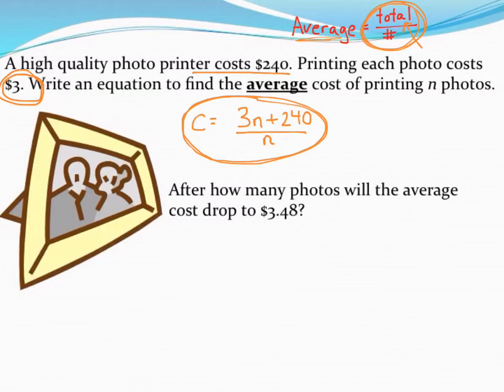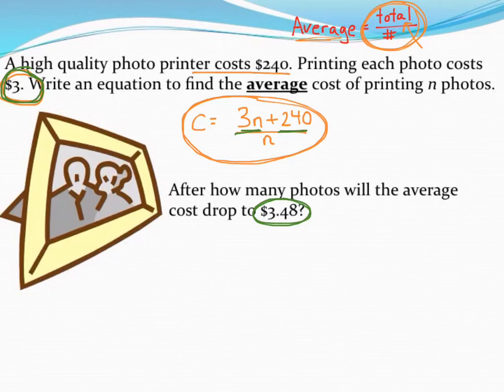Okay? So using this equation, we can then answer a couple of questions about it. I'm interested in knowing when will my average cost drop to just $3.48 per picture. And at first, usually people get a little confused because they think, well, it only costs us $3 to print a picture. But remember, if I print one picture, it didn't really cost me $3. It cost me $3 plus that $240 I spent on the printer. So a $243 picture is quite expensive.